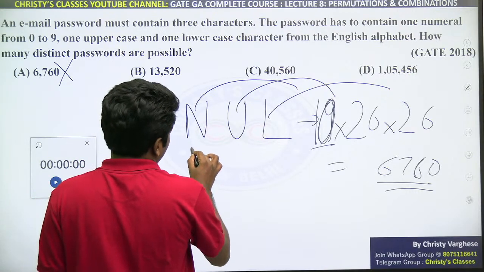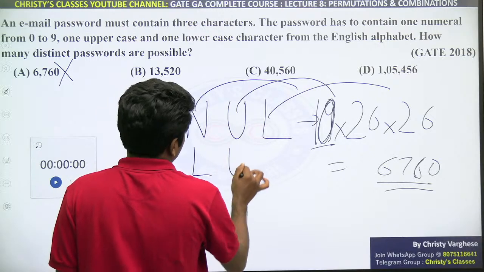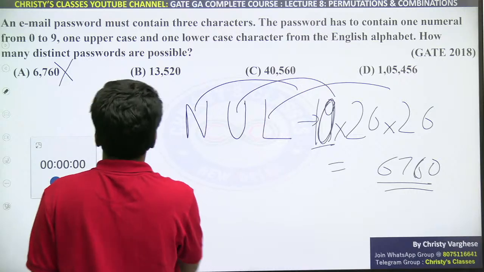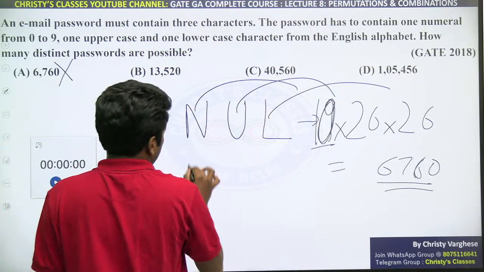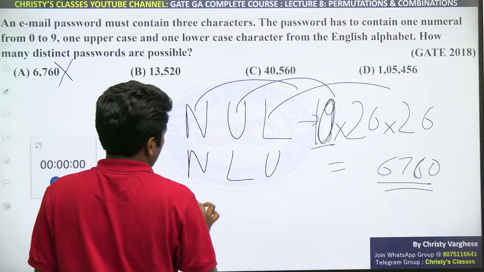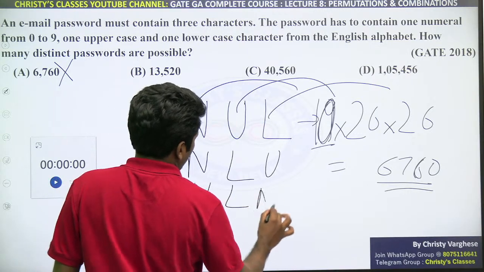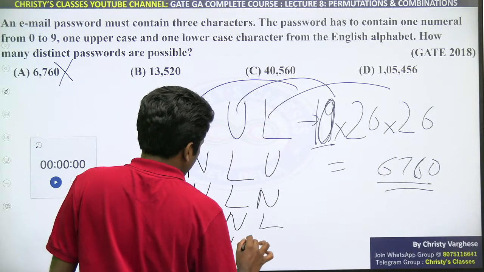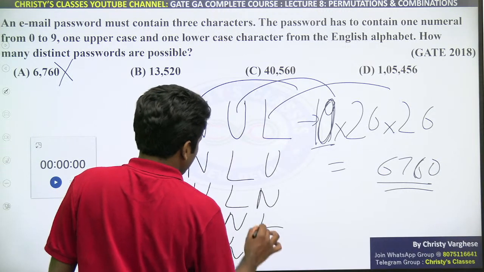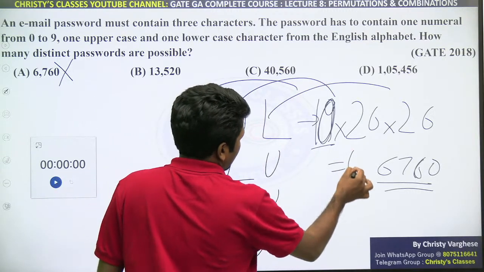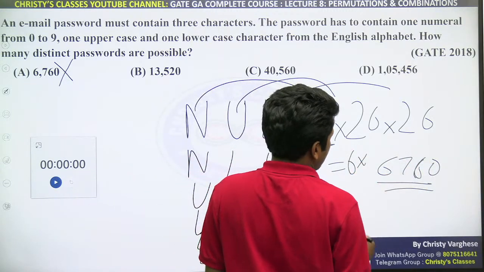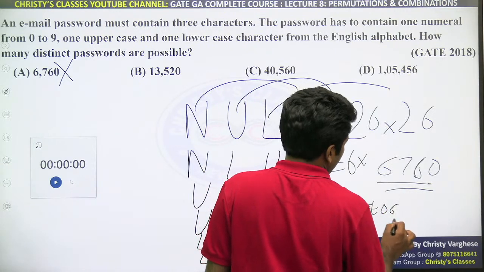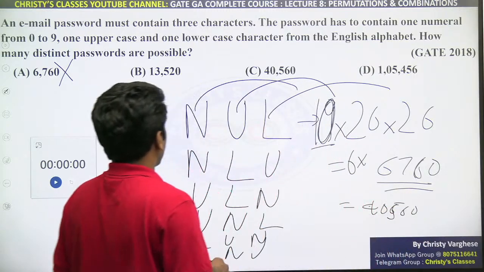The password being like this is also not wrong: lowercase letter first, then uppercase letter, then numeral. Or I will write it systematically. Numeral first, lowercase, uppercase. Uppercase first, lowercase, numeral. Uppercase first, numeral, lowercase. Lowercase first, uppercase, numeral. Lowercase first, numeral, uppercase. So 6 possibilities for that. So internally 6 ways, externally 6760 ways. So 6 into 6760, 40,560 is the answer.